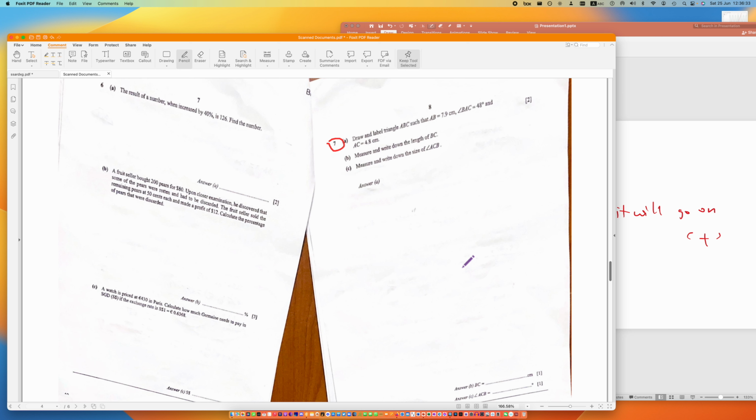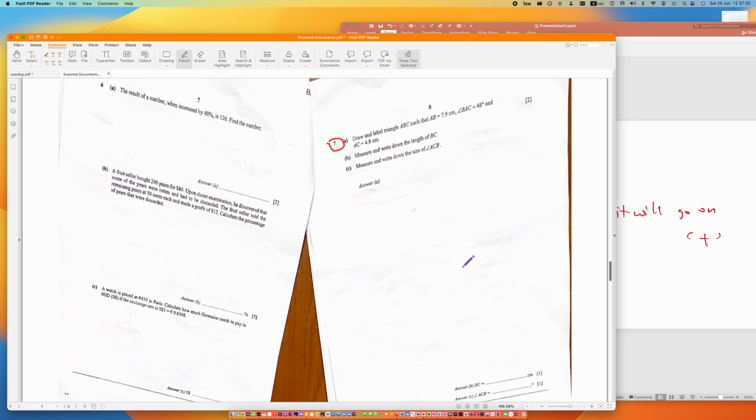So the point C, just link B and C together. Good. Okay. So start off with this. Okay. Then they tell you AC is 4.8, right? Then you draw an arc. Okay. So this arc shows that C is on this line, on this arc.